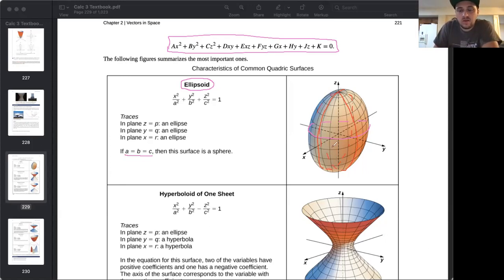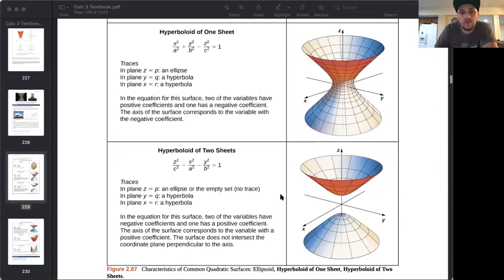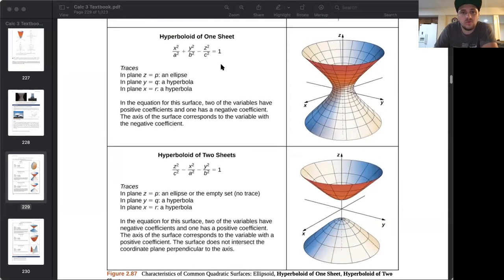And so we can take a look at these traces here and see that each trace is an ellipse, and you can see all traces are ellipses. So putting that information together, we know that our surface must be an ellipsoid. Let's take a look at the next one. So here we have hyperboloids of one sheet and of two sheets.